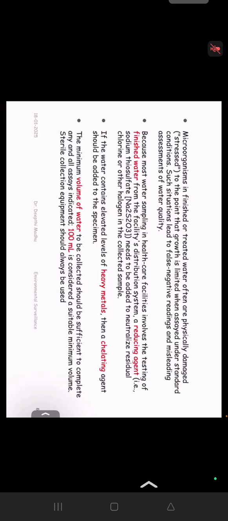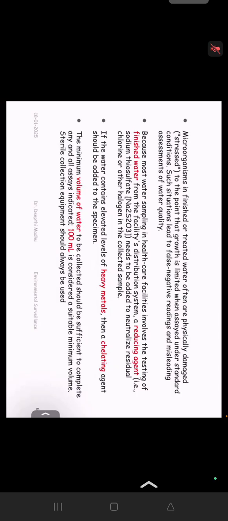Microorganisms in finished or treated water often are physically damaged or stressed. So, if it is a chlorinated water and chlorination is not done completely so as to kill the bacteria, but it has been suboptimally achieved, the bacteria have kind of frozen to the point that growth is limited when assayed under standard condition. Such situations lead to false negative readings and misleading assessments of water quality.